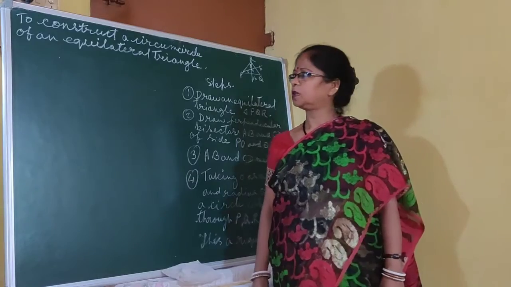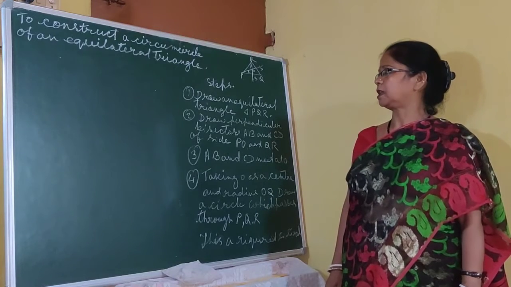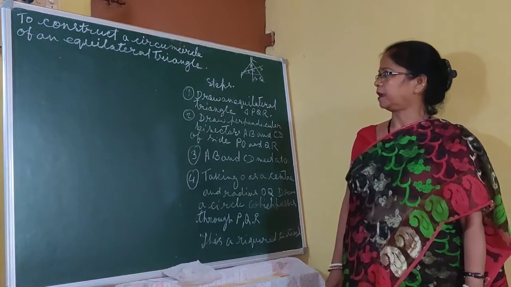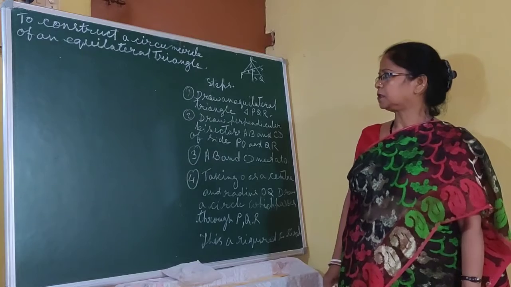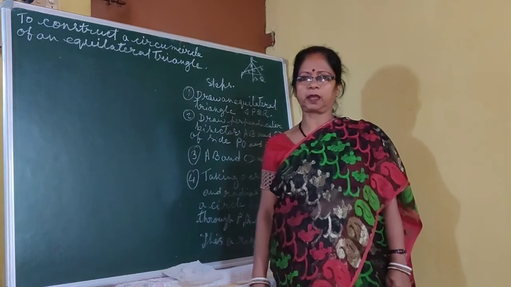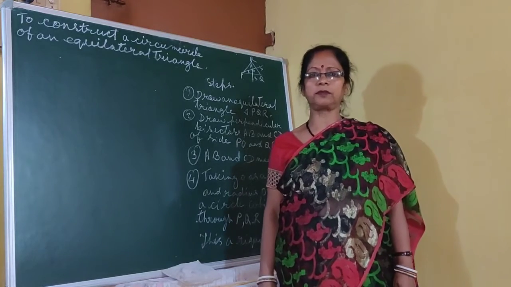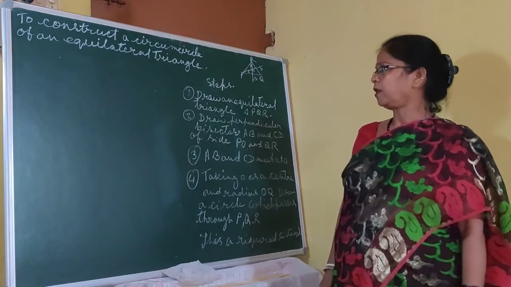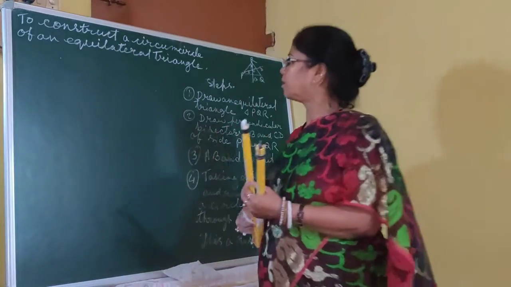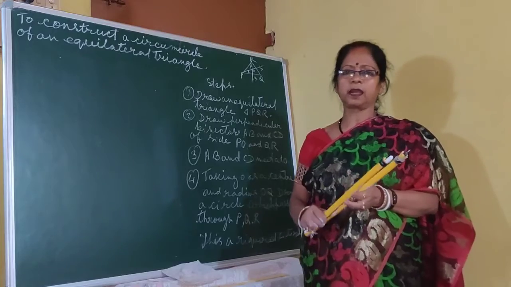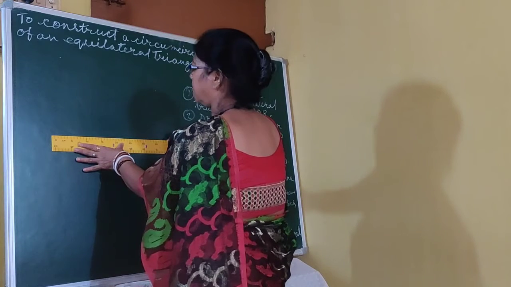That's all. Now see one more construction: to construct a circumcircle of an equilateral triangle. What is a circumcircle? It means a circle which passes through the three points of a triangle, so the triangle will be inside the circle. It is called the circumcircle of an equilateral triangle. So first I have to draw an equilateral triangle. What is an equilateral triangle? A triangle whose three sides are equal. First draw the equilateral triangle. All three sides are equal.